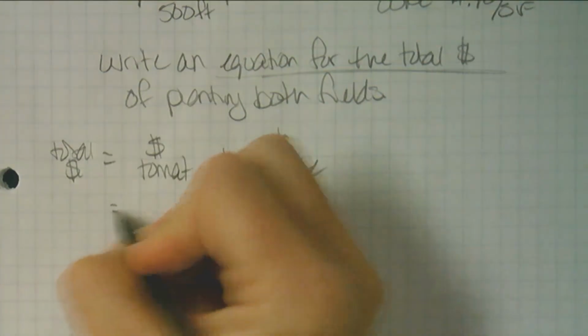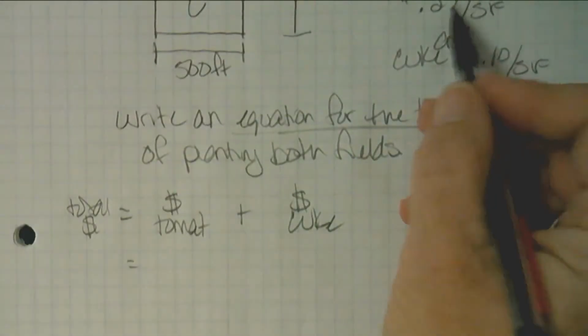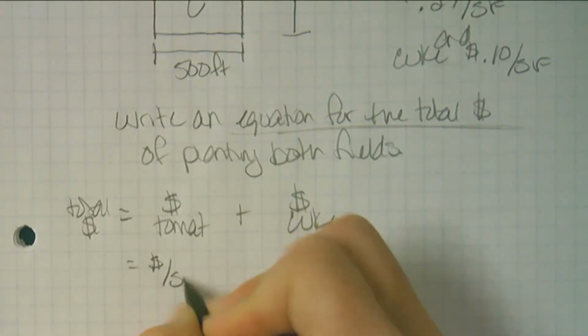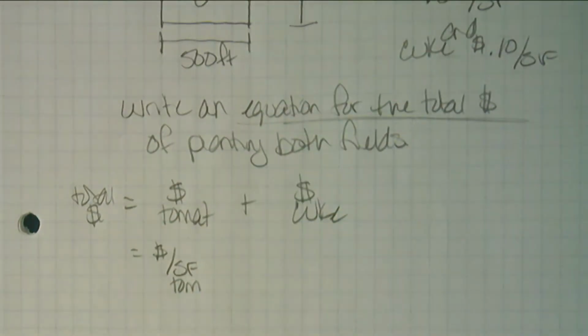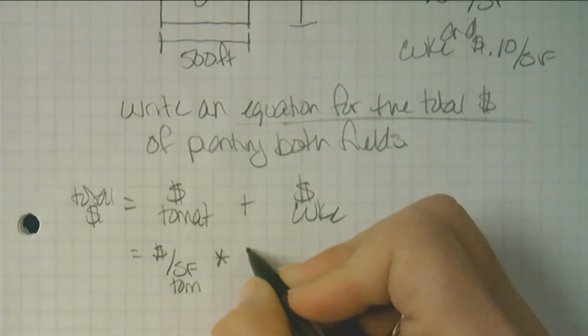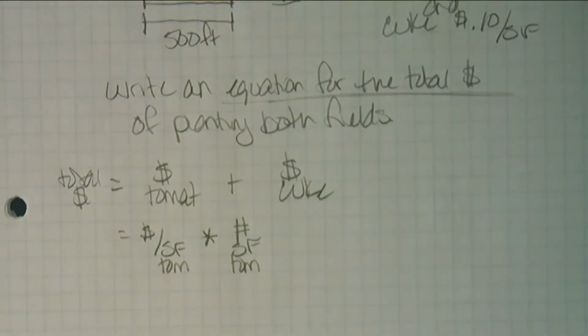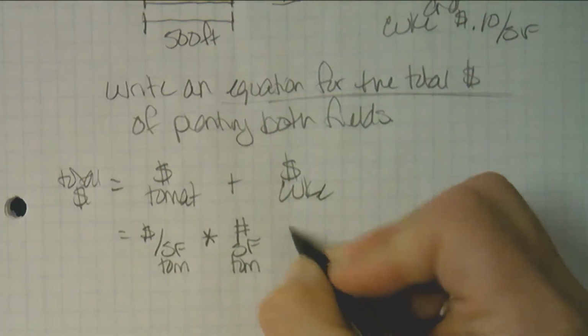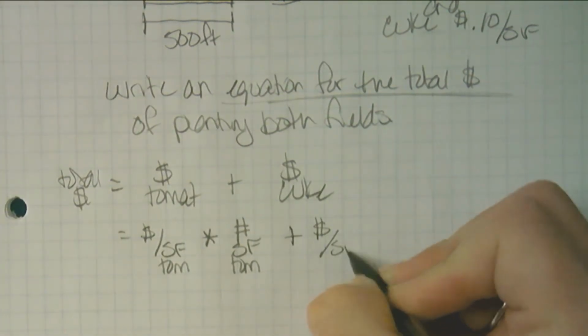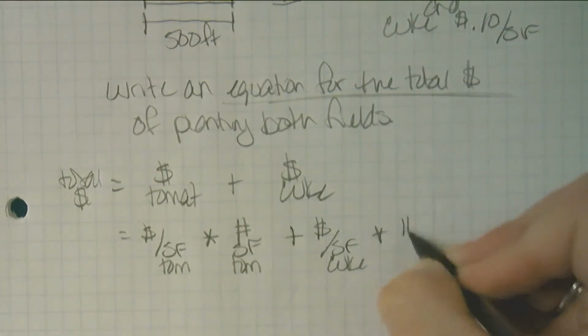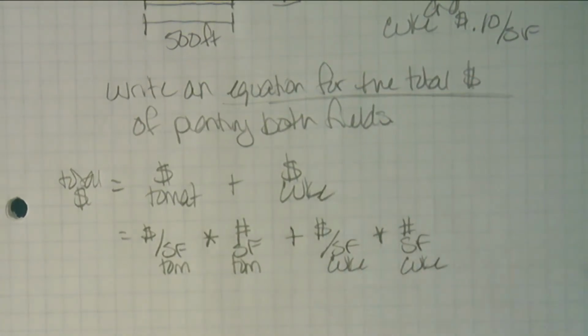So now let's think about how we find the total cost. Well, we know that we have a cost per square foot of the tomato field, and I have to multiply that by the number of square feet of the tomato field. How many of you guys agree with that? Questions on that? Are you guys good with that? Because I find the cost per square foot, I multiply it by my number of square feet, that's my total cost. I'm going to add that to the cost per square foot of my cucumber field times the number of square feet of my cucumber field.